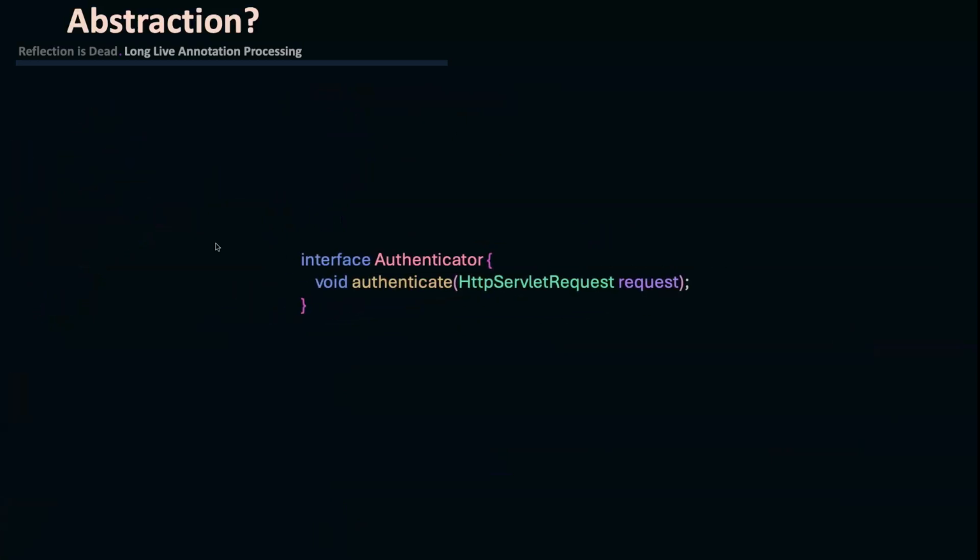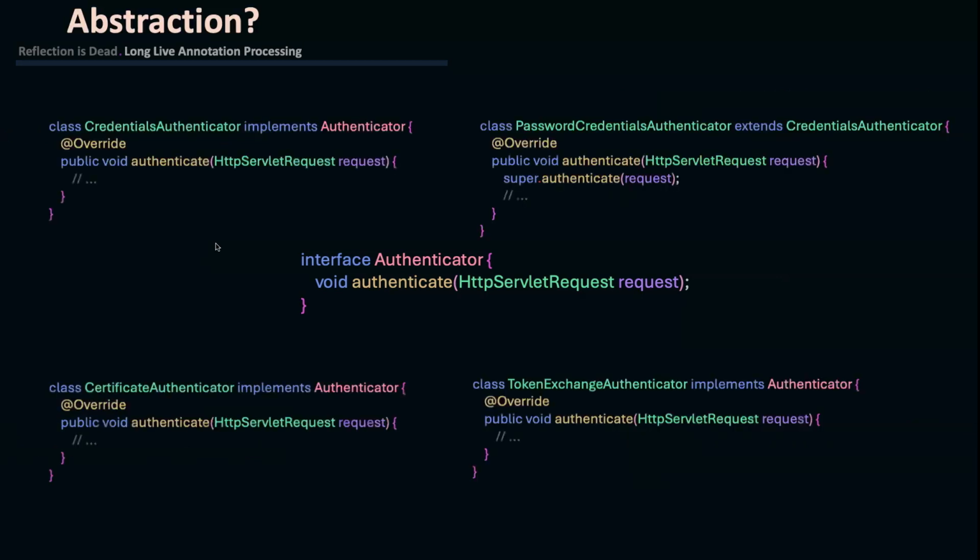The abstraction here is one interface, Authenticator, which abstracts in a function called authenticate the job for all of these authentications, accepting the request. Of course, there are different implementations: credentials, certificate, token, and even subclasses of them. Password credentials is one subclass of the credentials authenticator.